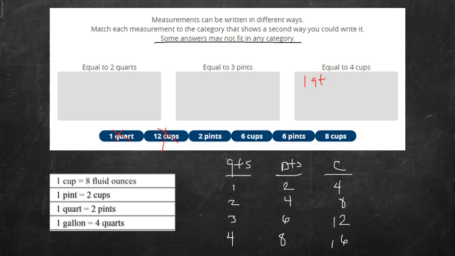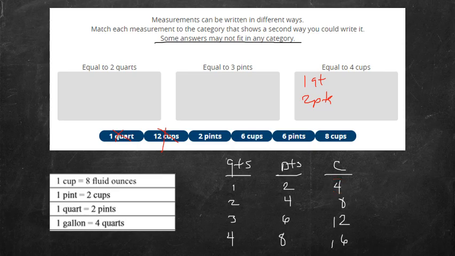Okay, so now 2 pints. Here I have 2 pints. Does 2 pints equal 2 quarts? No, because obviously 2 pints is 1 quart based on our chart. All right, does it equal 3 pints? Well, obviously no, because 3 pints is more than 2 pints, so I can't put it there. Does 2 pints equal 4 cups? Definitely. That's what my chart says. So I will put 2 pints under the 4 cups section. Let's erase these circles, and move on to the next one.